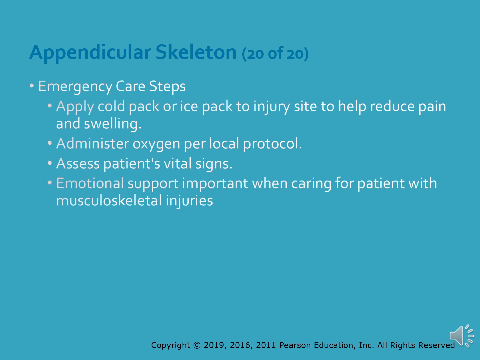You're going to then apply a cold pack or ice pack to the injury site to help reduce that pain and swelling, administer oxygen per your local protocol, assess the patient's vital signs, and then give them emotional support, which is important when caring for a patient with these musculoskeletal injuries. In this next section, we're going to talk about splinting.